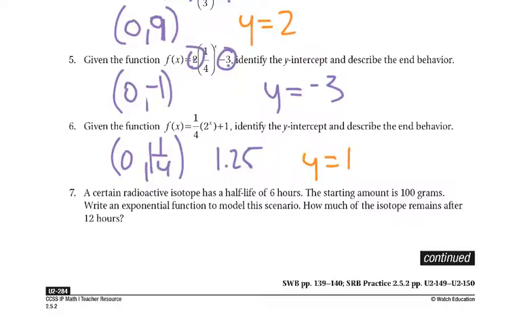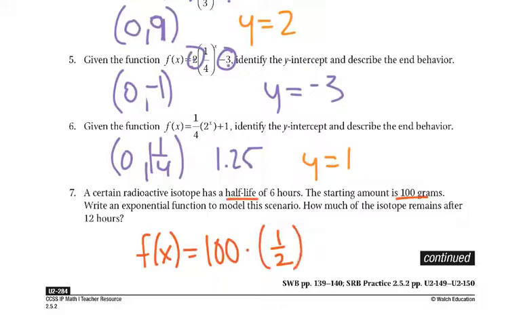So, the way to think about this is we go f of x equals, where's our y-intercept? Where did we start? We started at 100. Okay, what are we doing? It's a half-life, so we're timesing by 1/2 every how many hours? 6 hours. So I'd go x divided by 6. Okay, then how much is it going to remain after 12 hours? Well, we just plug 12 in for that.